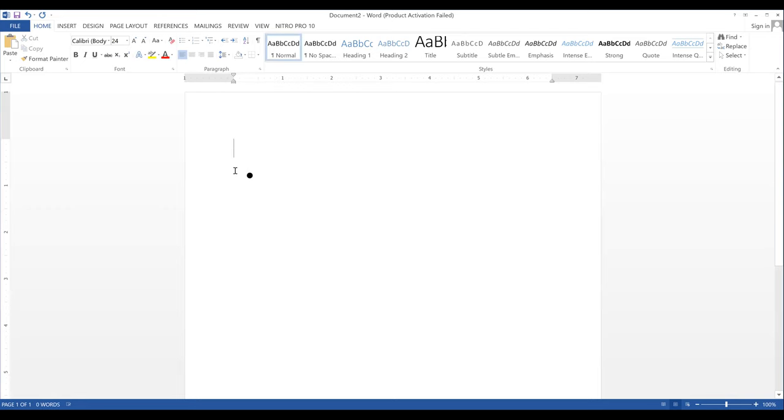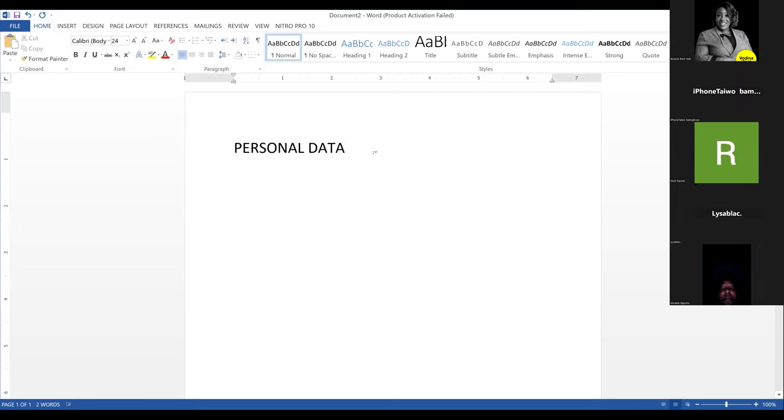Number 1, the first part of our CV is our personal data. Now, in this personal data, we like to add things that are no longer relevant. Once upon a time, they were important. Once upon a time, we used them, but not anymore. So who can tell me what are the things that should be found in our personal data? Number 1, under personal data, what should we have there?